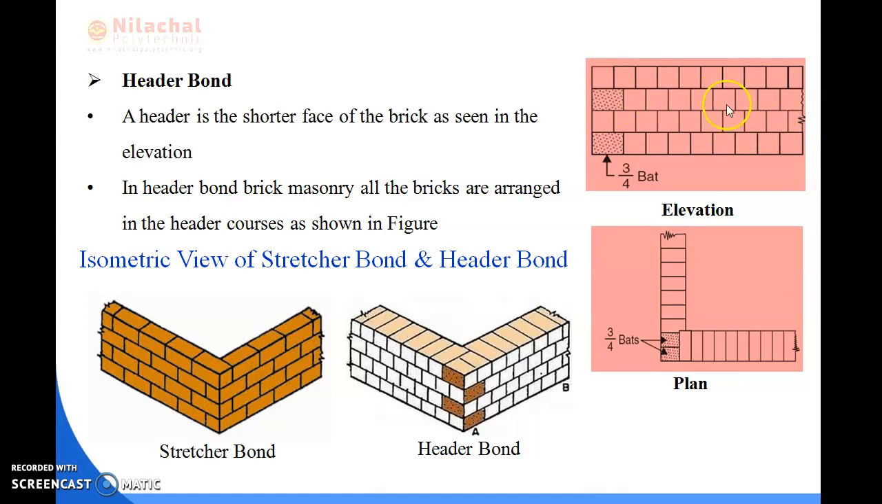Or it is the width of the brick, and it is the elevation part, and in the plan part you can see here this is the header bond. The bricks have all been arranged in the header courses. This is known as header bond. So next is the isometric view of the stretcher bond and header bond. You can see here this is the stretcher bond, where the long faces have been kept, and this is the header bond, where the shorter faces of the brick have been placed. This is known as the isometric view of the stretcher bond and the header bond.